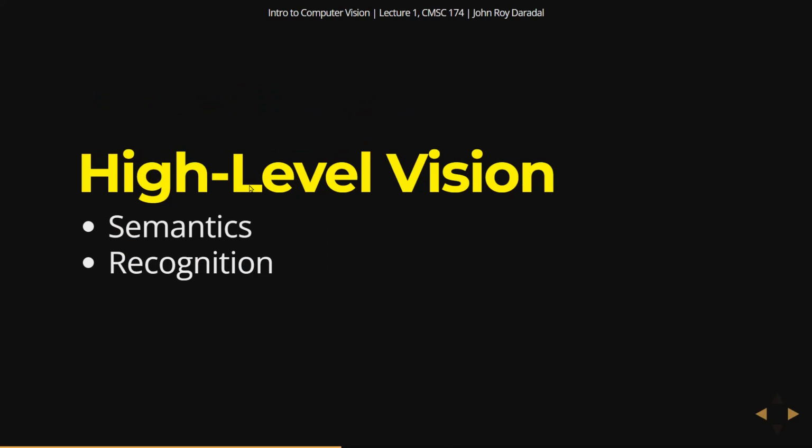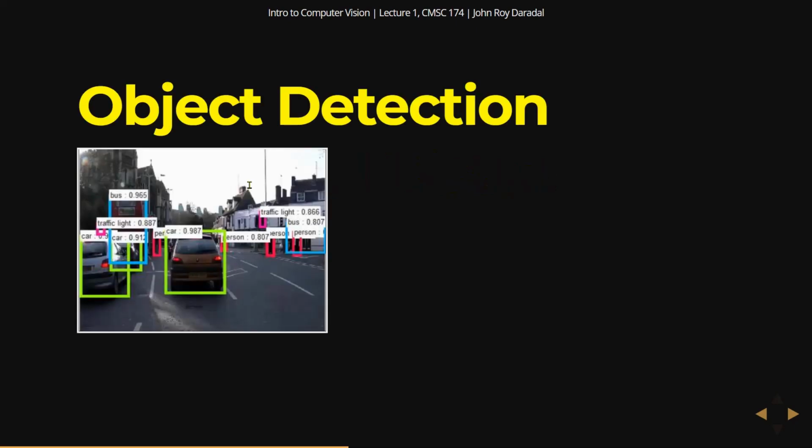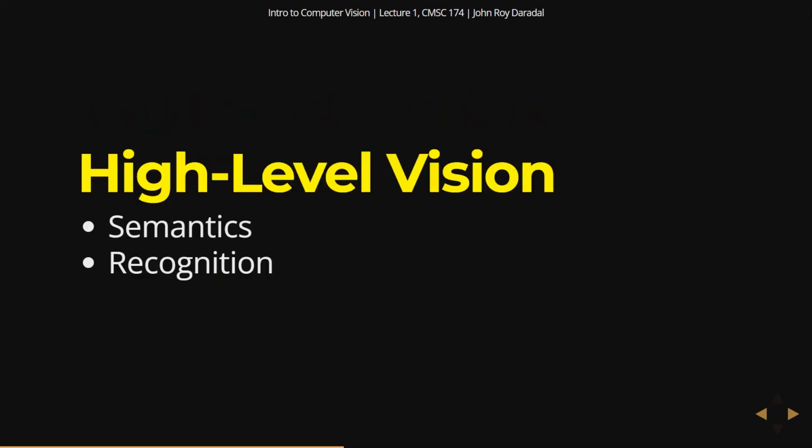And then for the last part or the last level, which is high-level vision, so this is now about understanding, this is about recognition, this is about semantics. Okay, so you can put labels on things. Okay, so of course it's important to put labels on things, right? You don't want things to be ambiguous. Anyway, okay, so what are the high level tasks?